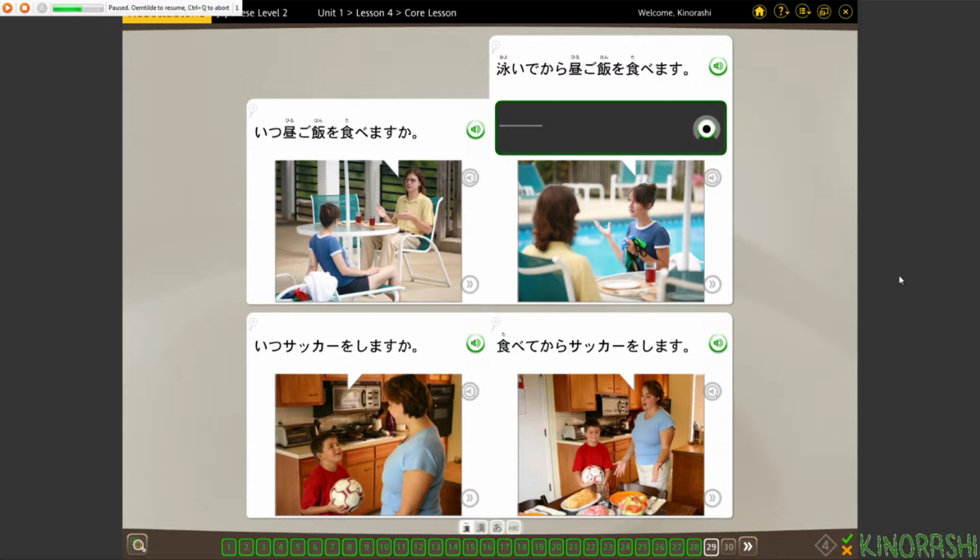I thought いつ was when. When are you having lunch? I think that says. And then she's saying back, since I'm swimming, I'm having lunch, which doesn't make sense to say. So I'm getting something wrong.